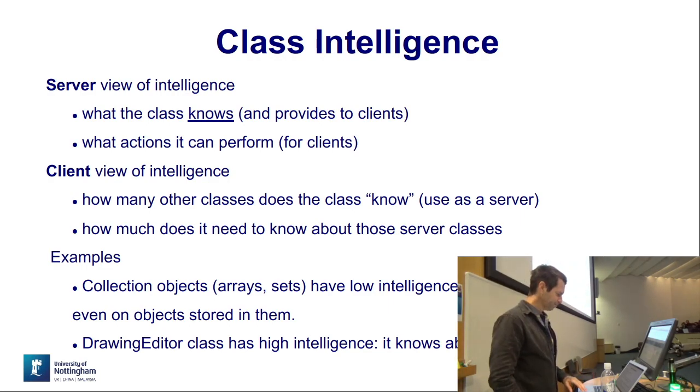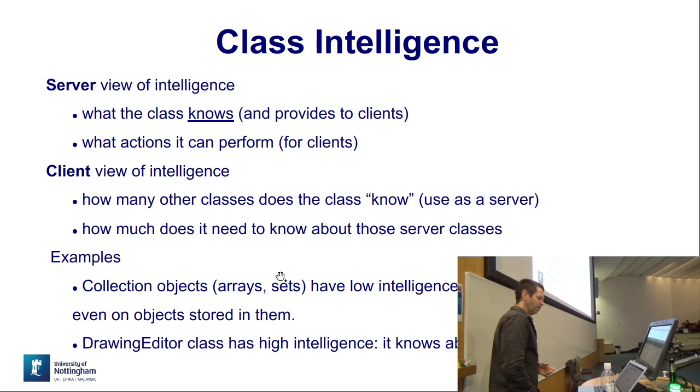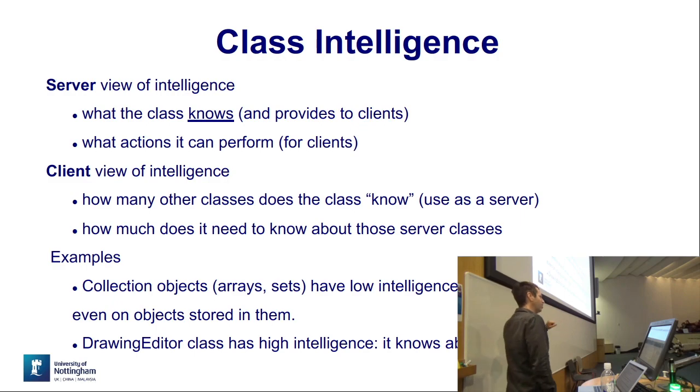So some examples: collection objects like arrays and sets have low intelligence, right? You can have an array or a vector or something like that, and it doesn't have to know very much about what it's storing. It just has to manage the array, like how to append items onto the array, how to remove items from the array, how to search for items in the array, and so on.